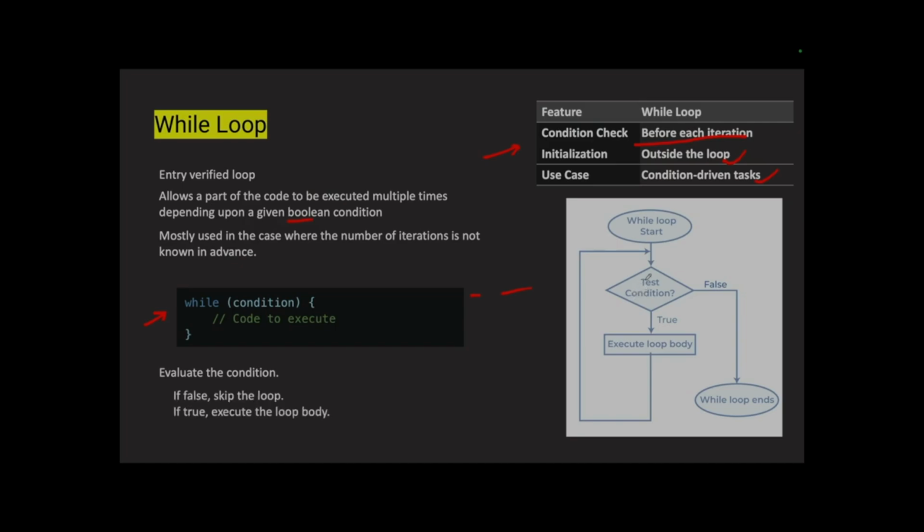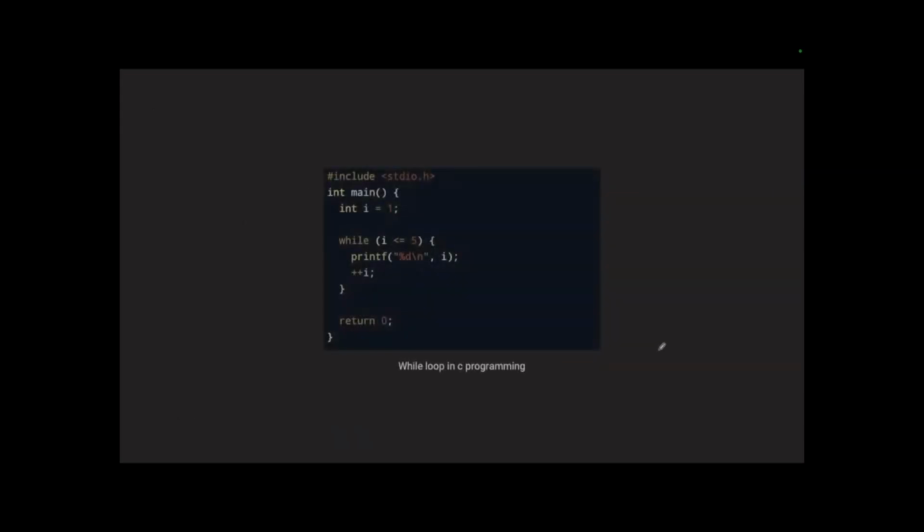As I have said, if false, skip the loop. If true, execute the loop body. Repeat step 1 until the condition becomes false. If the condition becomes false, it will just leave the loop. So it is quite simple. By this example, you will be more clear about the while loop.